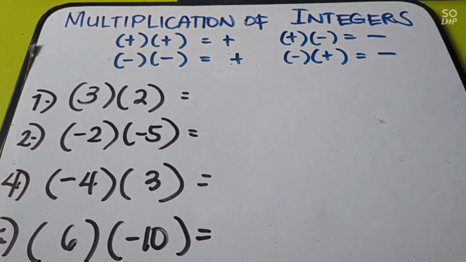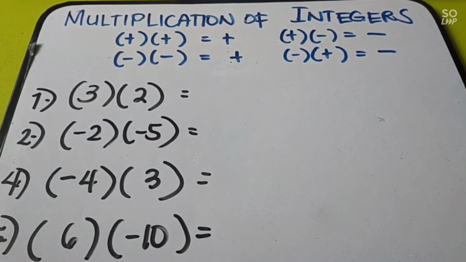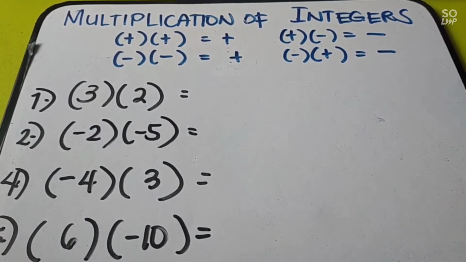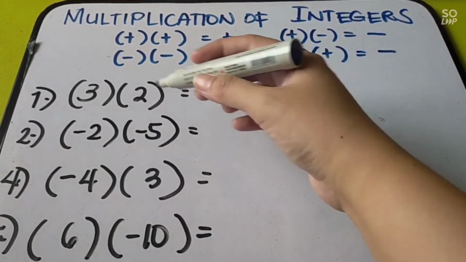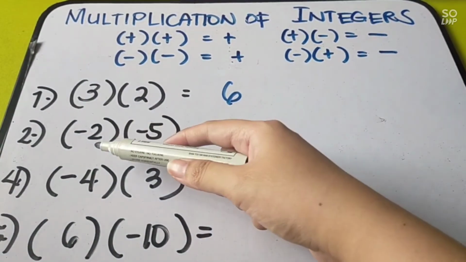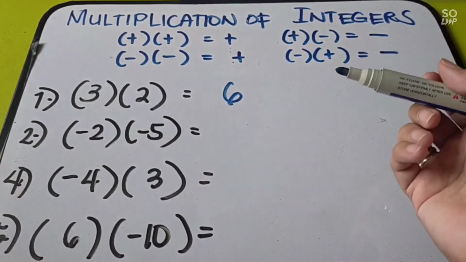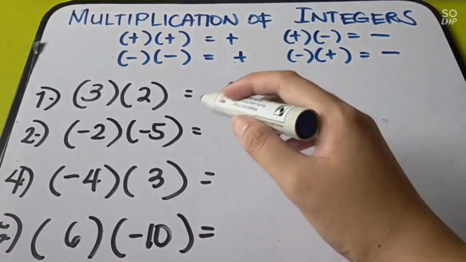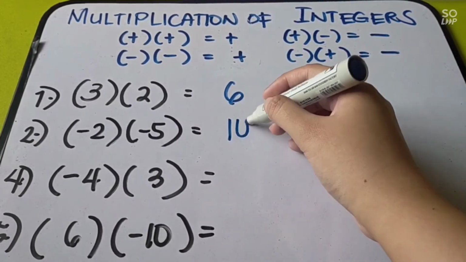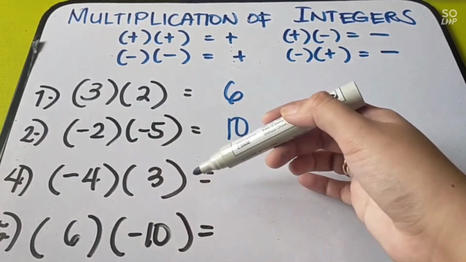Now, let us move with this one. 3 multiplied by 2. So, 3 times 2. Since they are both positive, your answer should be positive. You will just multiply. 3 times 2, we have 6. So, the answer is positive 6 kasi they are both positive. That is it. Next tayo, negative 2 times negative 5. They are both negative, therefore your answer should be positive. Ito yan, no? So, 2 times 5, the answer is 10. Positive 10.